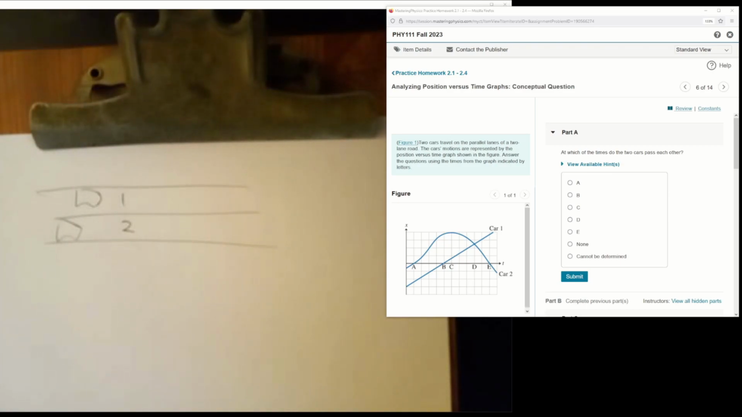So this is a position versus time graph. So as our curve goes up, the car is getting farther away. But then at this point at the top, it stops getting farther away. And now the car starts coming back towards us. While car 1 just keeps driving away. So at point D is where they will meet each other and pass each other.